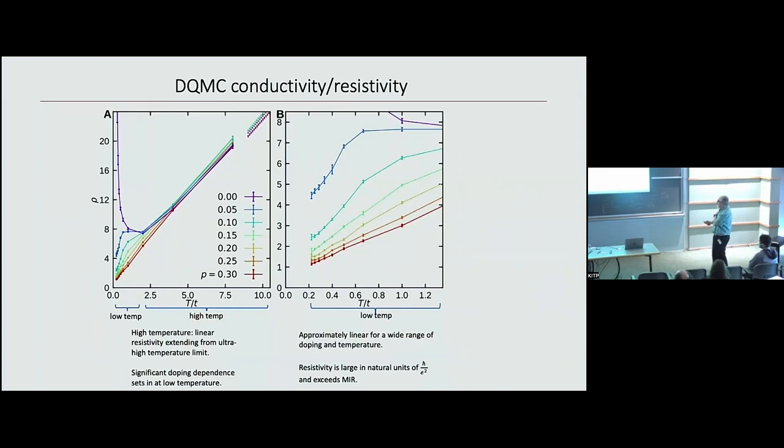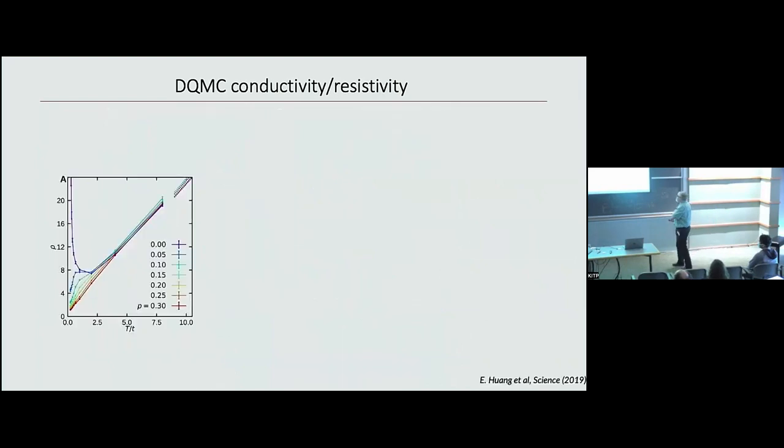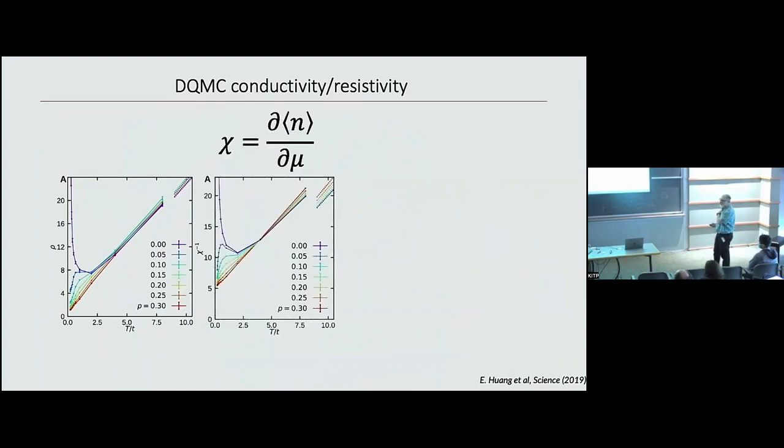And of course, depending on whether you like 2 pi equal 1 or not, most of these curves are above the Mattis-Bardeen limit. Okay, so if you then take the resistivity, that's just shown again on a larger scale, we can evaluate the compressibility. That doesn't involve analytic continuation.